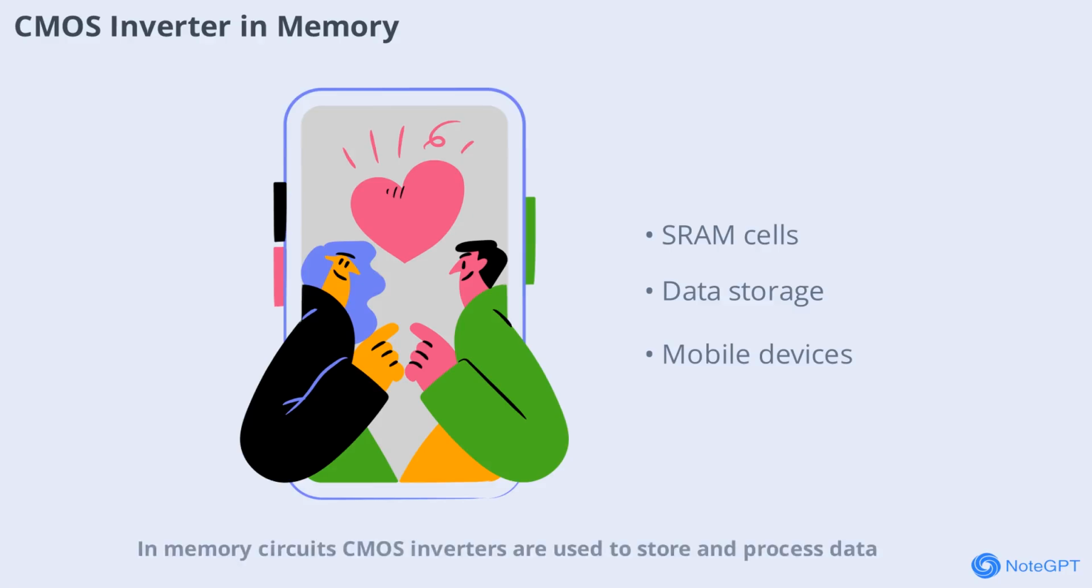In memory circuits, CMOS inverters are used to store and process data. They form the basis of SRAM cells, where their fast switching and low power consumption are essential. Understanding how inverters function in memory helps us appreciate their role in computers and mobile devices.